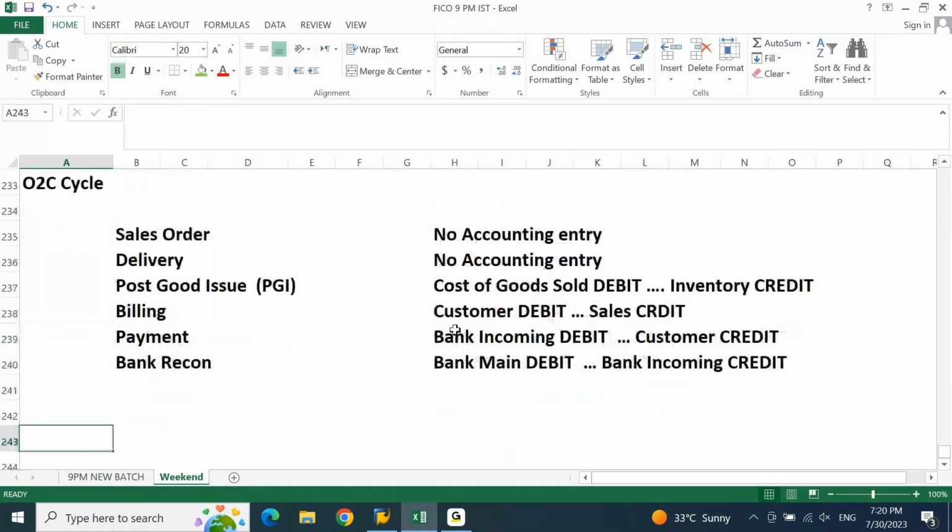Hello, sir. My question is: from sales order up to billing, who is going to configure the data for this, and from payment to BRS, who is responsible for the configuration data in SAP?